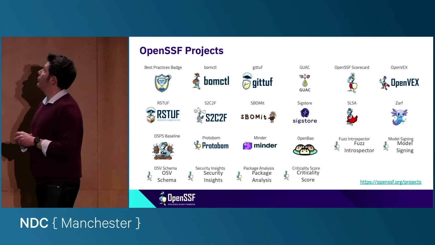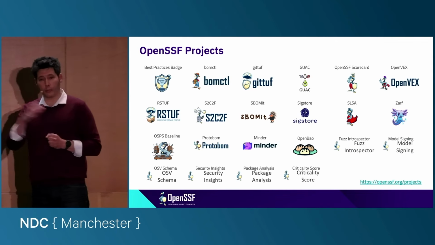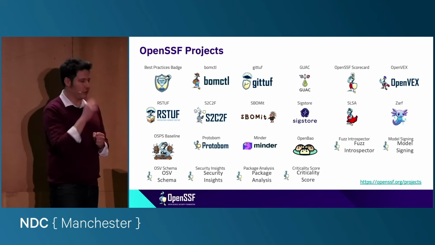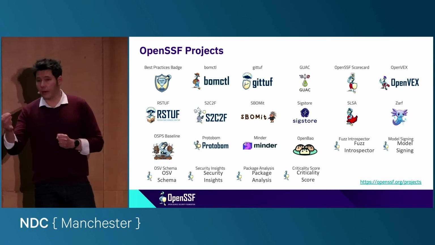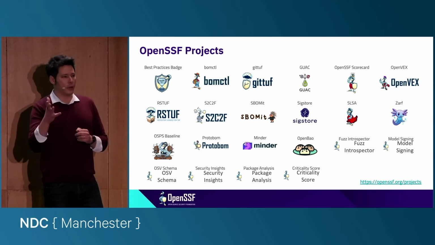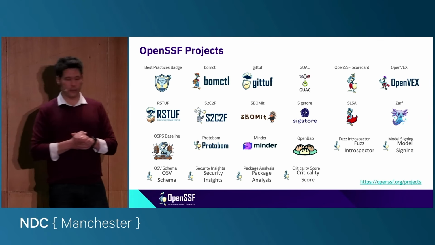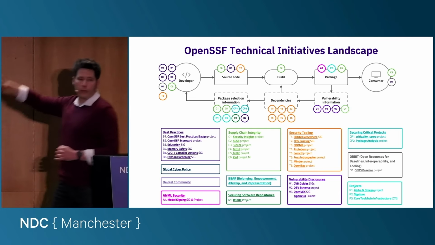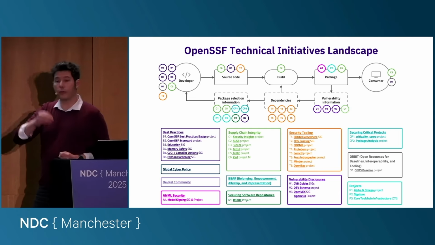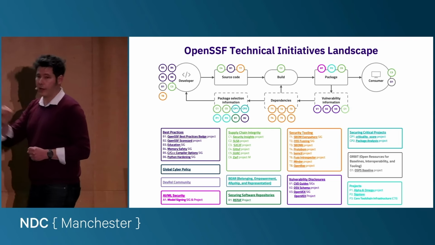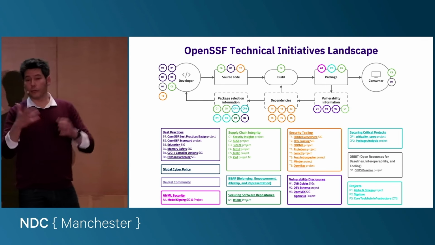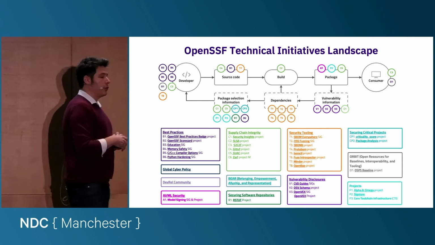Some of them, you probably heard of. Scorecard was mentioned already a couple of times, and I'm also going to mention it. But also SLSA, Sigstore, GUAC, things that are starting to gain traction. And really, wherever you are on the software supply chain, whatever your role is within that software supply chain, we have a working group, we have a project, we have tools that you can use for your work.